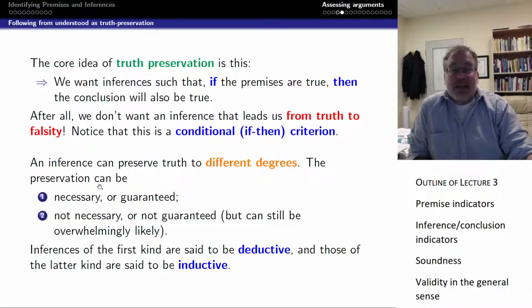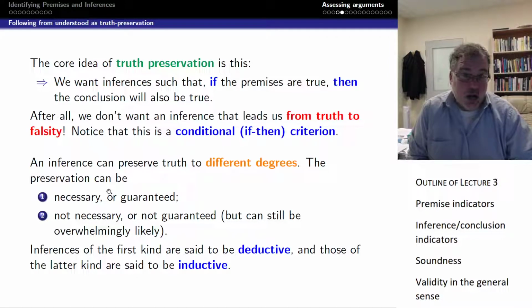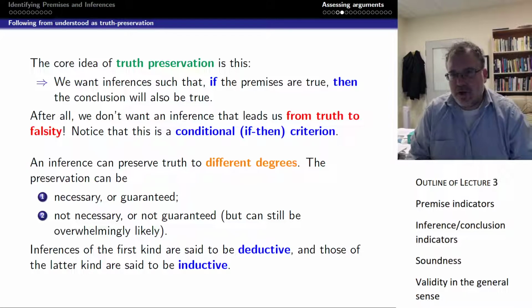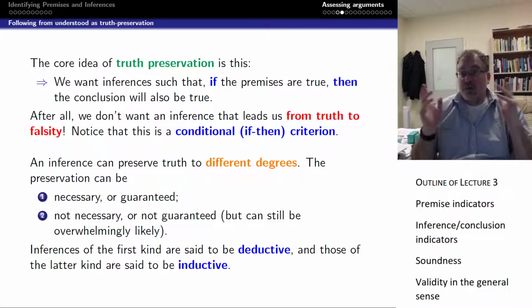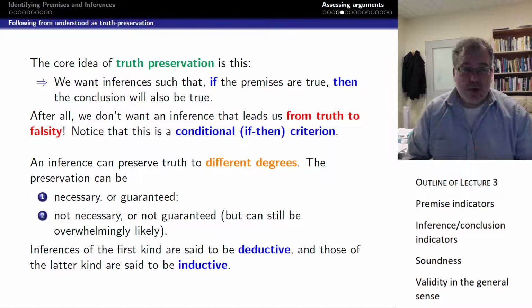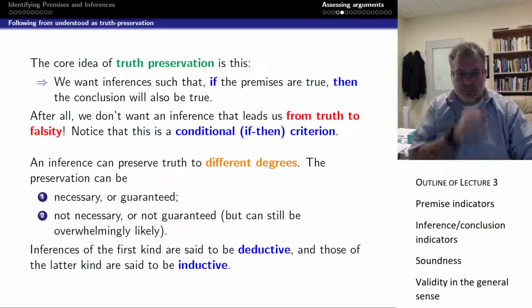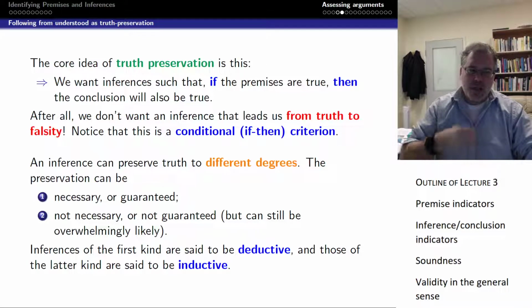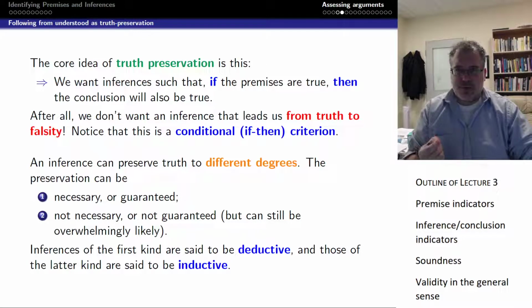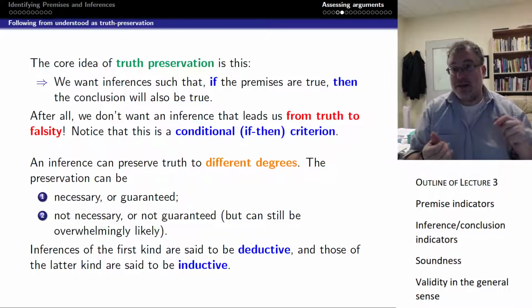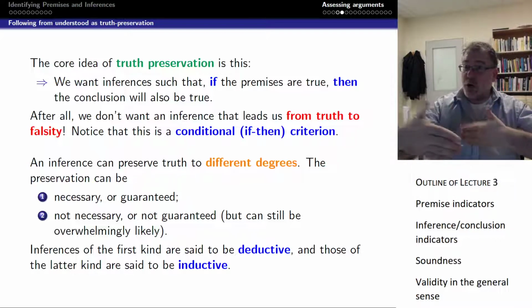Now, arguments that preserve truth in a way that is necessary or guaranteed are called deductive arguments. And arguments that do not preserve truth in a way that is necessary or guaranteed are called inductive arguments. This course is going to focus on deductive arguments. But let me just say a little bit about inductive arguments so you see the contrast between the two.